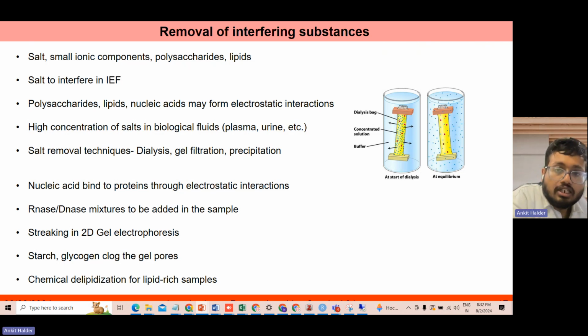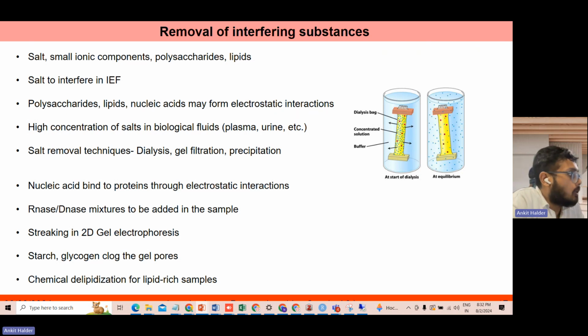Now, the challenge does not end there. The problem for us does not end there, but rather it continues with the interfering substances that need to be removed from the solution containing the proteins, right?